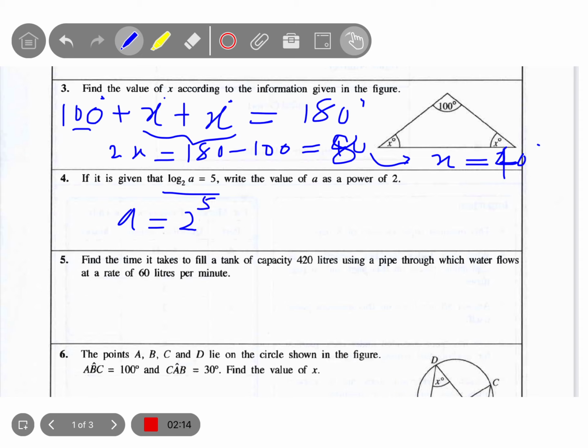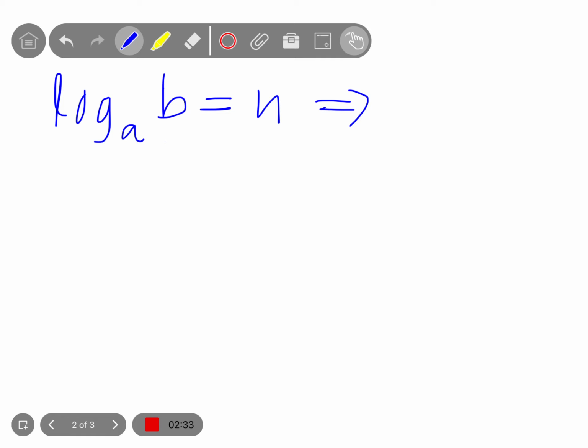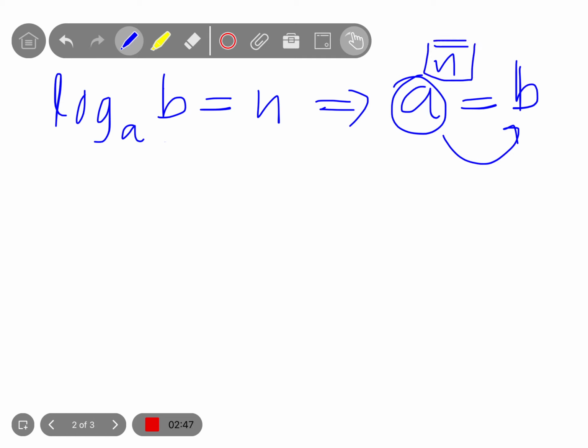I expect you to know this, but let's quickly remind ourselves about logarithms. So log of a particular number b to base a is n. You can write the same thing in indices format: a to the power of n is equal to b. So this is logarithm. a to the power of n is b means log base a of this value is equal to this number. So that's what it means.